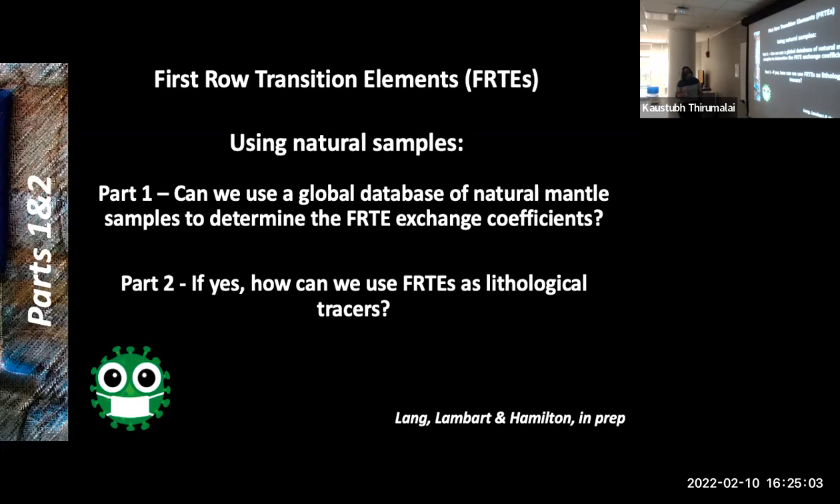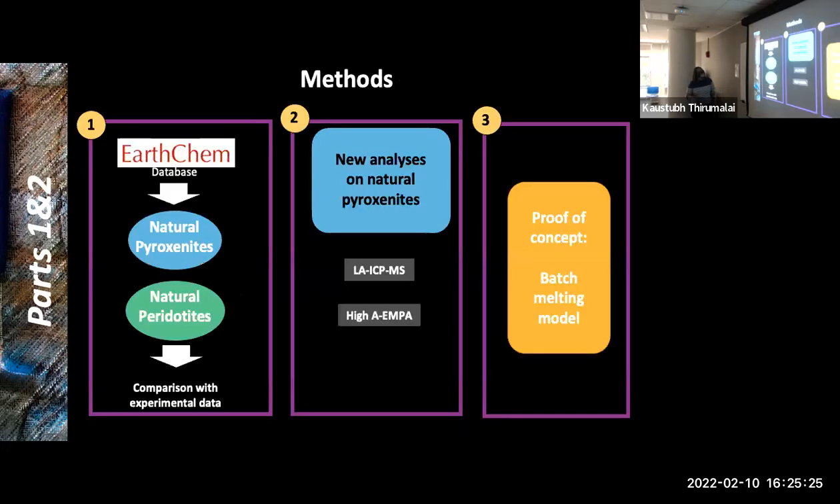The first one, as I said, is: can we use a global database of natural mantle samples to determine the FRT exchange coefficient? And the second question is, if we can do that, how can we use these FRTs to actually quantify the lithological heterogeneity in the mantle? Okay, so this sums up basically what I'm going to present now.